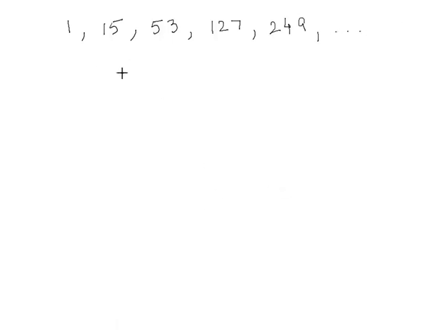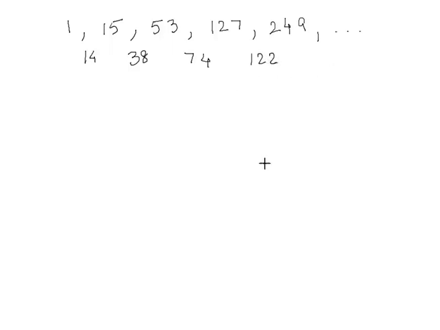Now, if you check this, check the differences here. You have the series given to you. You don't know anything about the series and what is happening here. So first thing what you do is you check the differences here. You have 14, 15 and 53 as a difference of 38. 53, 127, that's a difference of 74. 127 and 249, that is a difference of 122.